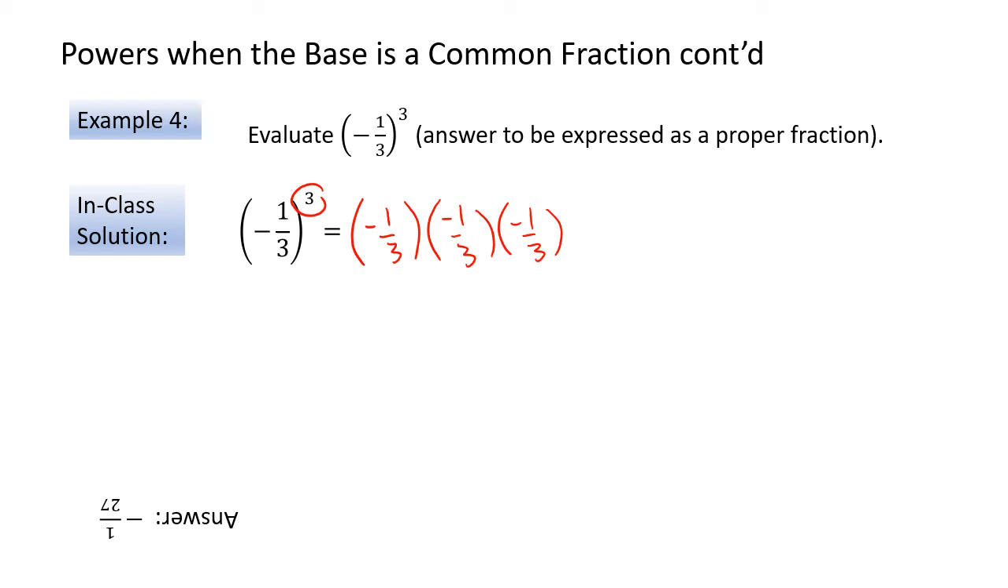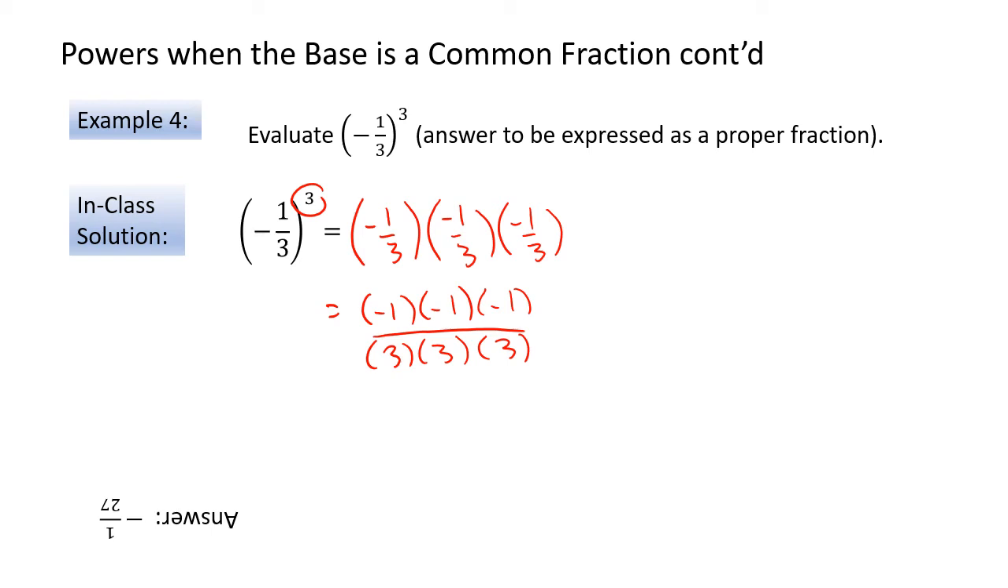Okay, but it doesn't matter. Either one of the numbers could be negative. I encourage you to just put it in the numerator. It's the easiest way to do it. So what this would work out to is negative 1 times negative 1 times negative 1 divided by 3 times 3 times 3. Okay? Because you're multiplying fractions together.